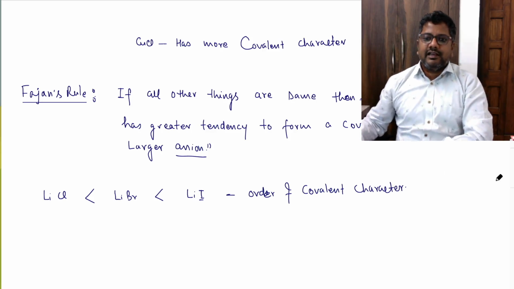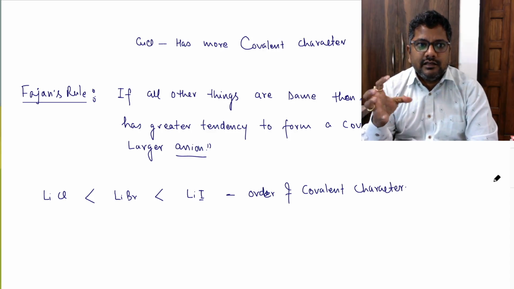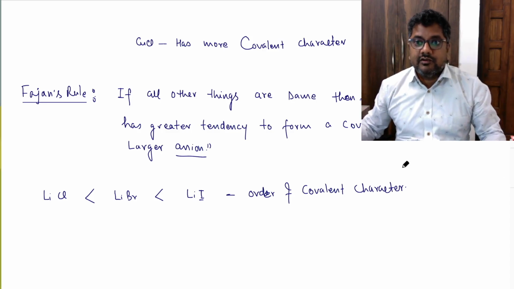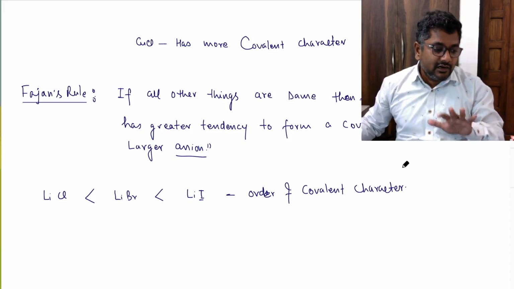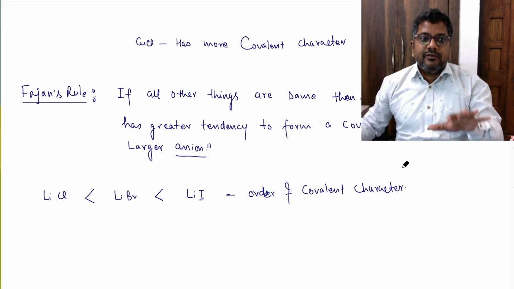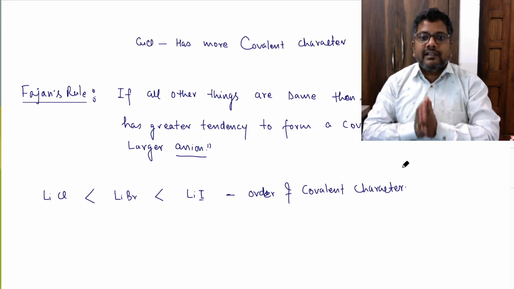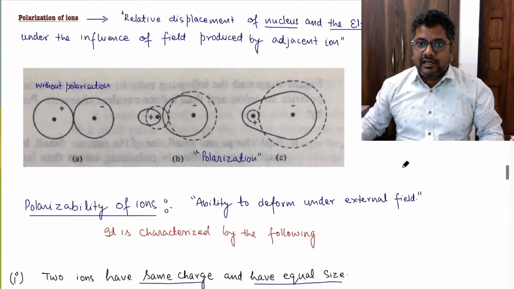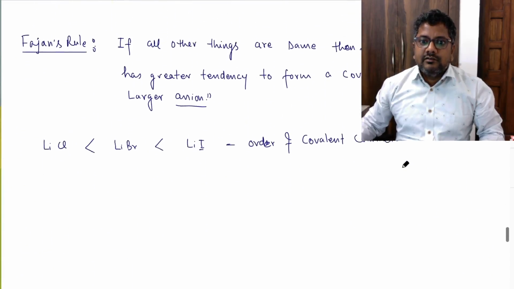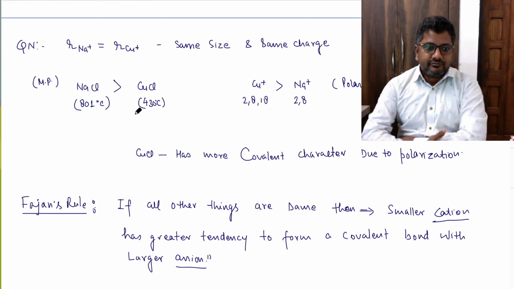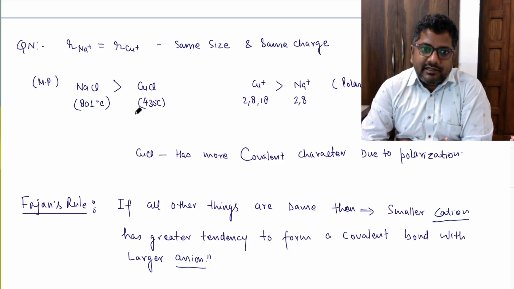So polarizability and polarization induce covalent character in an ionic bond, or you can say in ions. So it is not necessary that ions always form an ionic bond. Ions may form a covalent bond if they have sufficient space to get polarized, or if they fulfill the condition of polarization. So this is all about polarization and induction of covalent character in ions or ionic compounds. And as a consequence, properties of the molecule like melting point will decrease if we increase this covalent character.